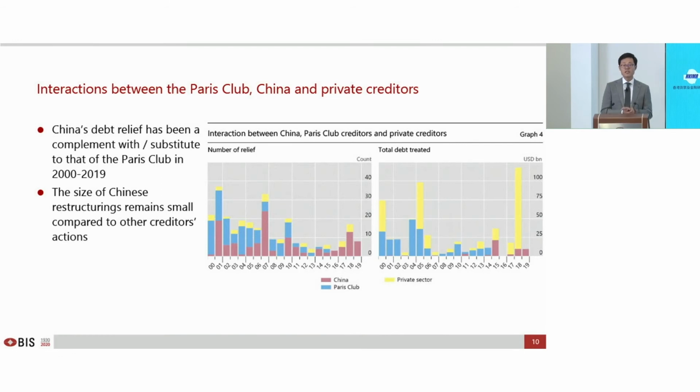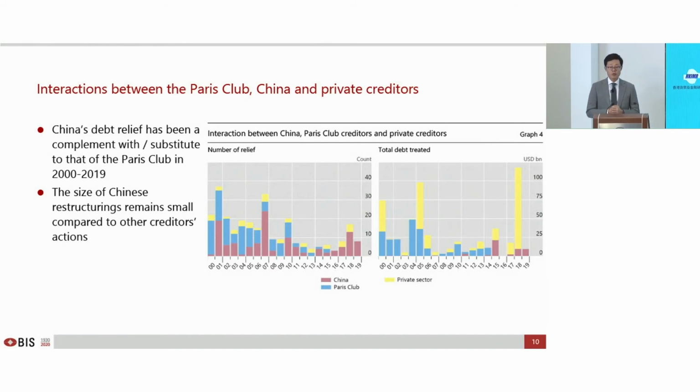So first of all, let's look just from a historical perspective at how China is placed vis-a-vis the Paris Club creditors and private creditors. On the charts, as before, on the left-hand side you see the number of debt treatments provided by three types of creditors. The red bars represent China, the blue bars the Paris Club, and the yellow bars private creditors, with bank loans and bonds, so bondholders and banks, all together. On the right-hand side panel, you see the debt treated in terms of the amount.